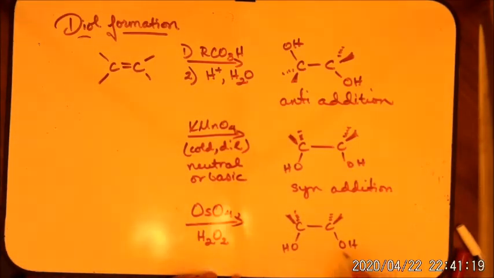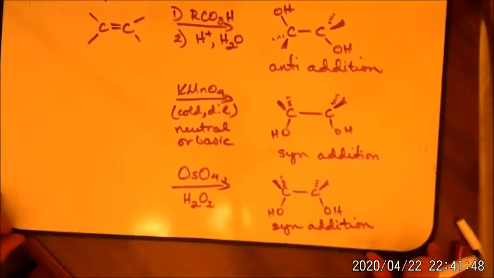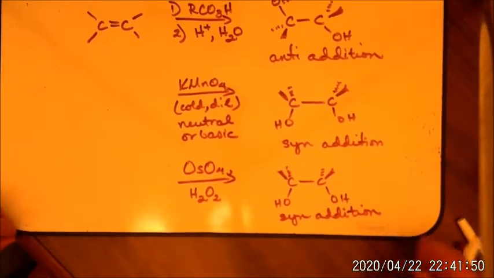Is again the diol with syn addition. Okay, so how do you make a diol? If you want anti-addition, you're going to go through an epoxide and open it with acid and water. If you want syn addition to make the diol, you're going to use dilute cold potassium permanganate with some base, okay? Or it could be neutral, but oftentimes you'll see it with hydroxide. Or you can use osmium tetroxide with hydrogen peroxide. Okay, and then you'll get the diol added as syn addition.